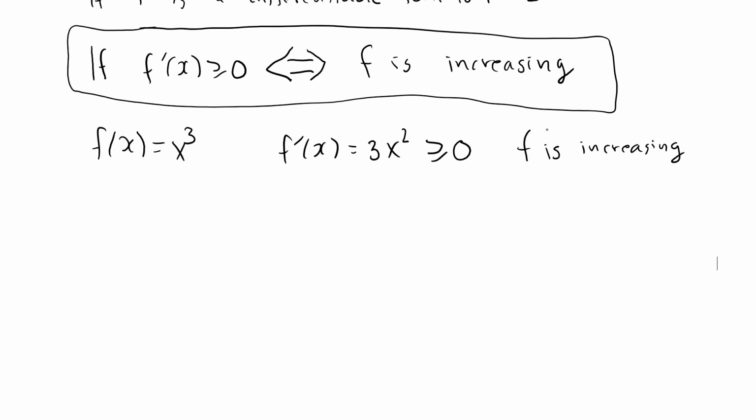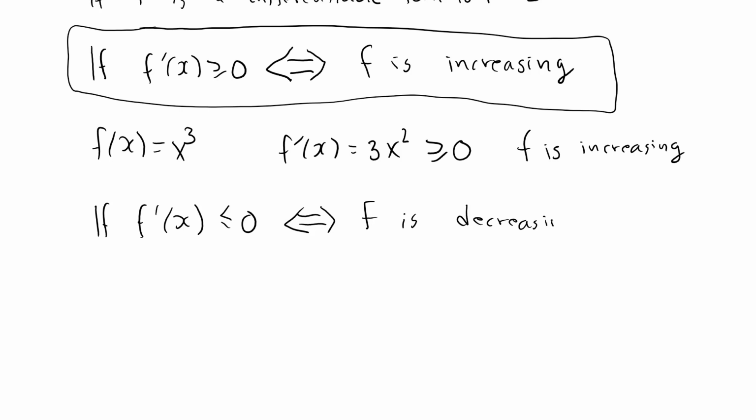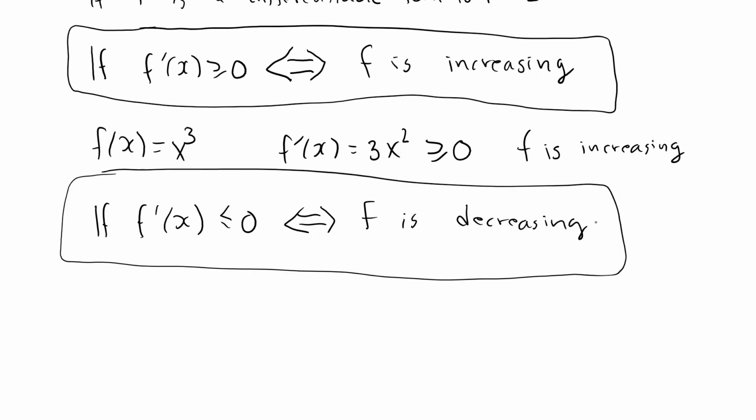Vice versa, pick any point on an increasing function, and I hope it makes sense to you that the tangent at this point must slope upwards or be a horizontal line. We also have the following. If the derivative is less than or equal to 0 everywhere in the domain, this is equivalent to f being decreasing. Let's move on to f being strictly increasing or strictly decreasing.